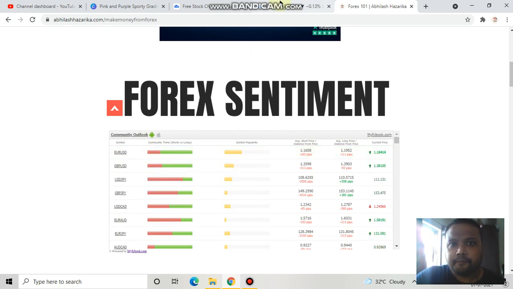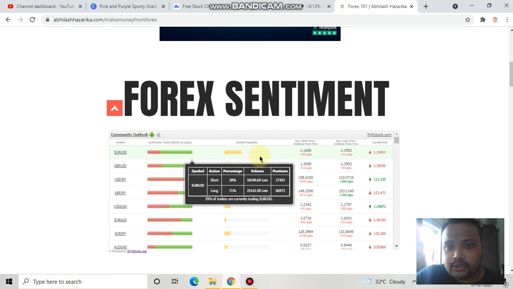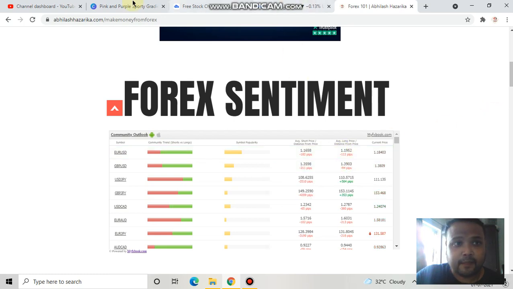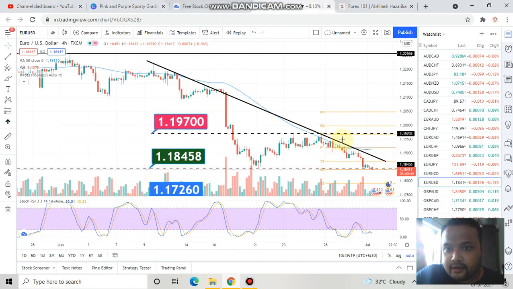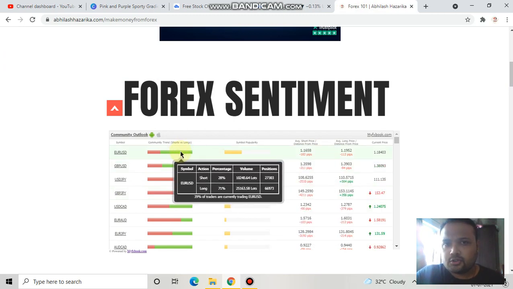Because only 28% have taken short position, and see, they have taken long position at 1.1952 level. They have taken long position at around this level, and they are down by huge level. So this is not the ideal position to short neither long.